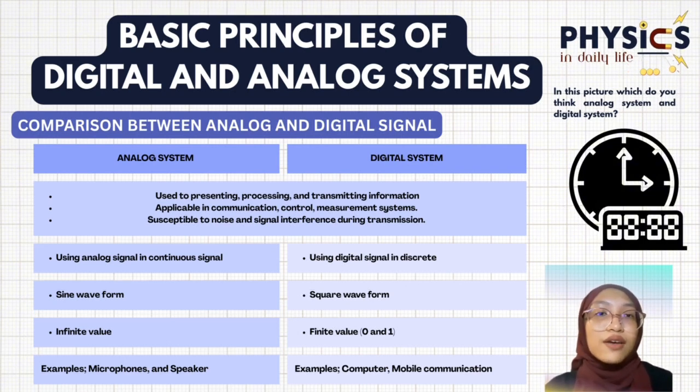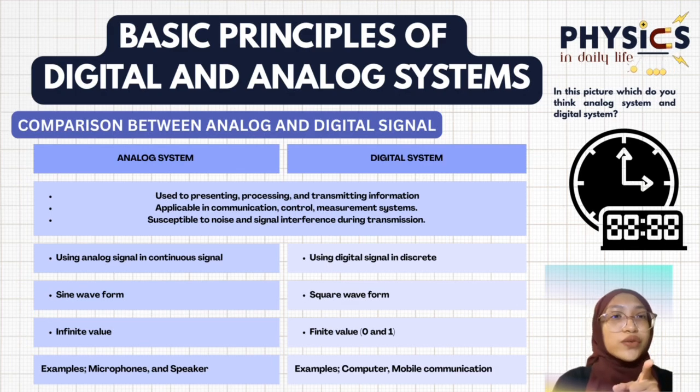Another difference is the number of possible values. Analog systems can have infinite numbers of values, where digital systems only have finite number of values, which typically represented by binary digits, which is 0 and 1. Lastly, examples of analog systems include microphone and speaker, which process continuous sound signals. Meanwhile, examples of digital systems include computers and mobile communication device, which process information digitally. Based on the pictures above, which one do you think digital systems and analog systems?